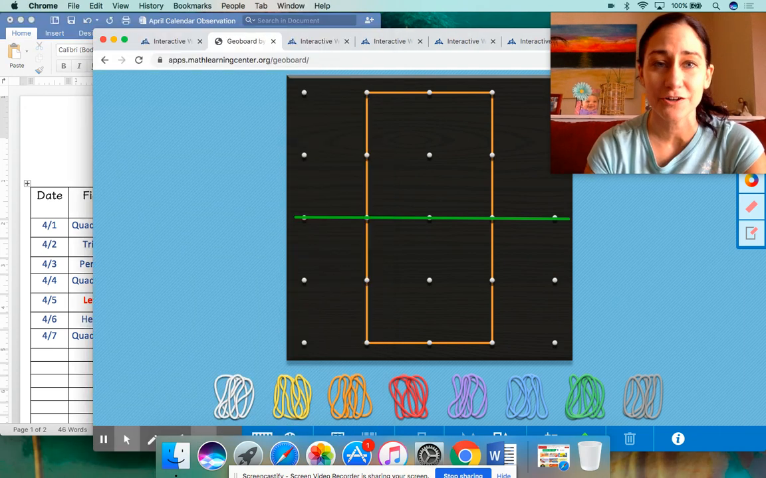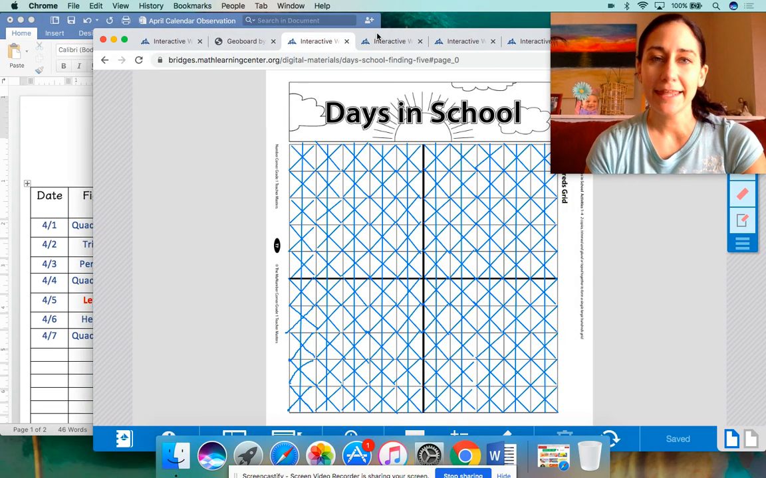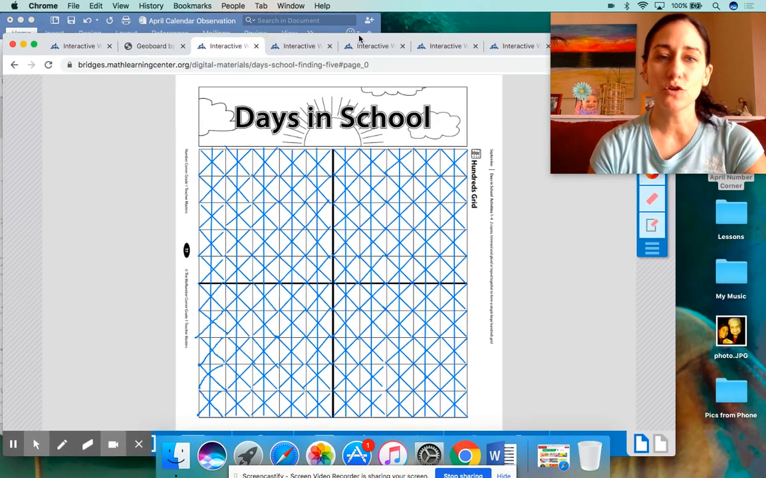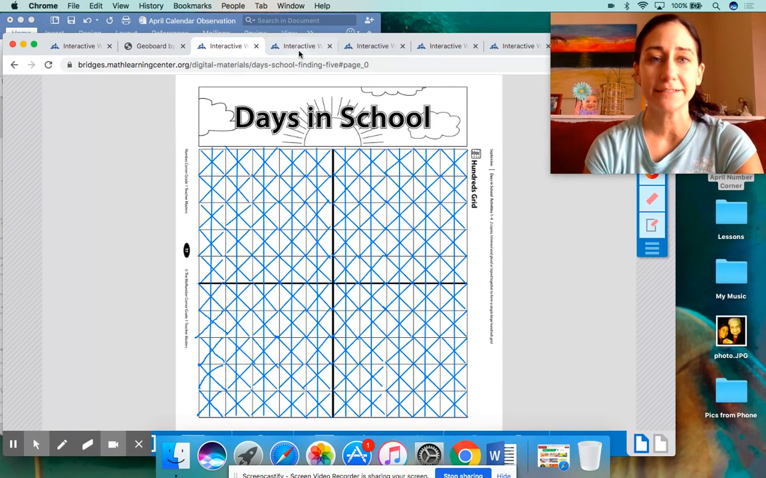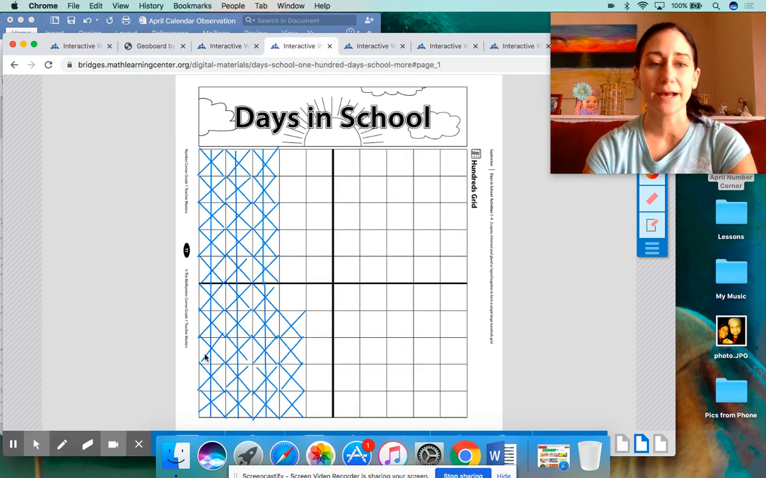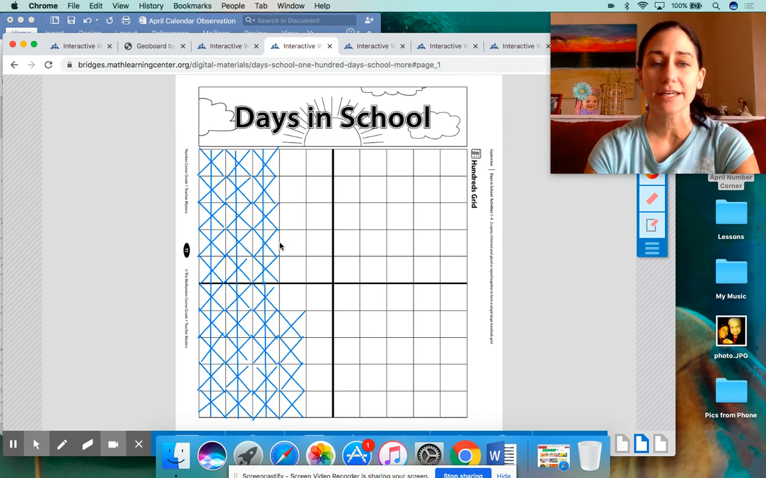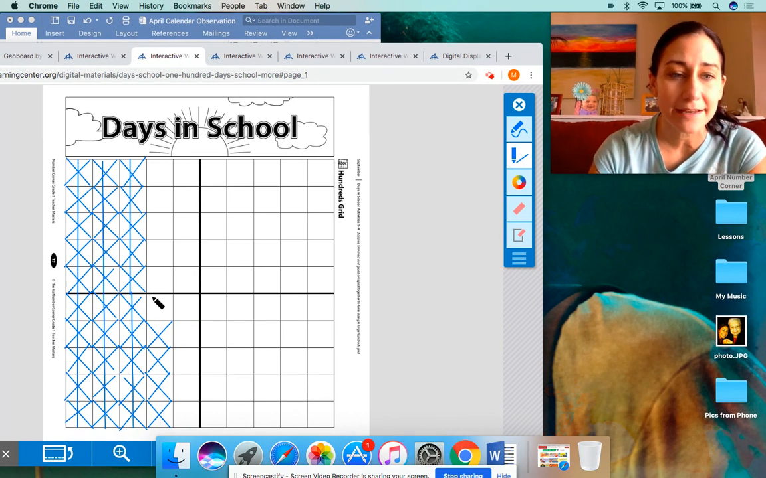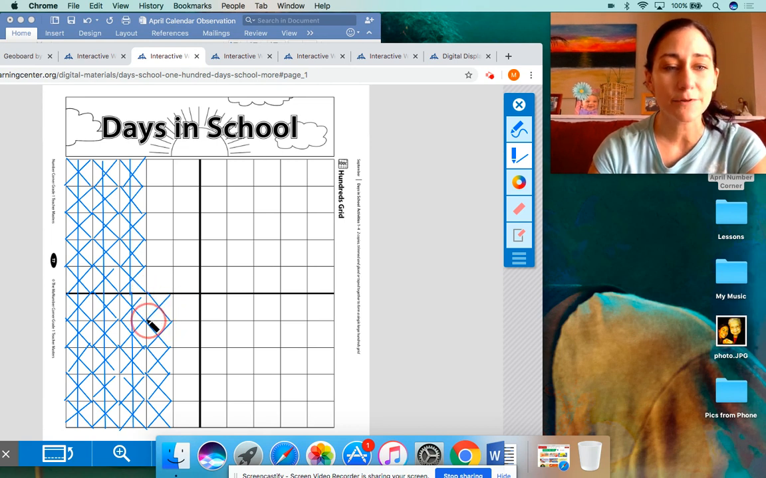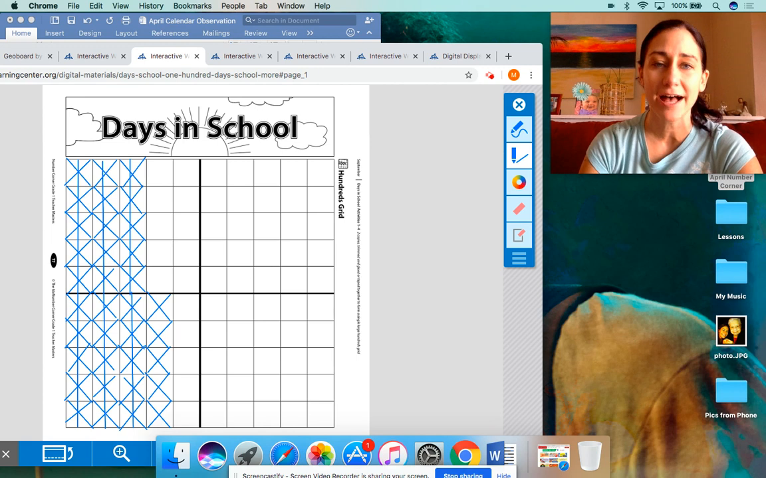Okay, let's go to the days in school. We point to this grid and say 100 since it's all filled in. Then we're going to keep counting up by tens. 110, 120, 130, 131, 132, 133, 134. Now I have to put another blue X after 134. The next number is 135.